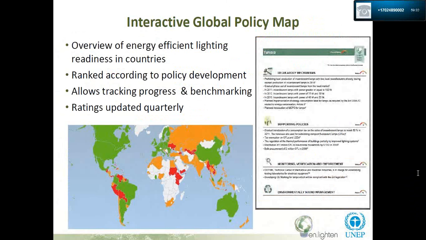Another key tool that we have developed is the interactive global policy map, which provides an overview of efficient lighting readiness in countries. So it looks at the 4 elements of the integrated approach, which I mentioned before, and it ranks countries according to progress. Now, this allows us to benchmark countries and to be able to see the progress as they are developing legislation and standards in order to move forward with this transition. We're updating this map every quarter. Next one, please.